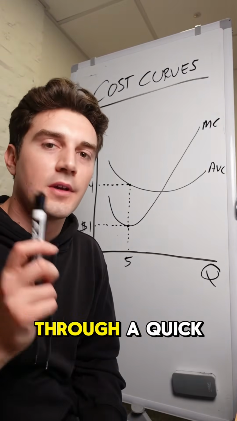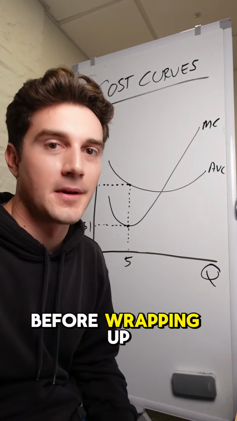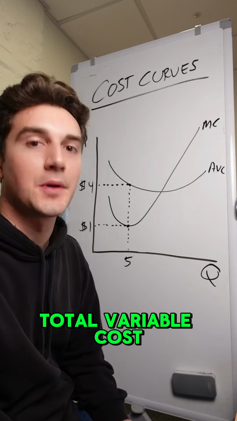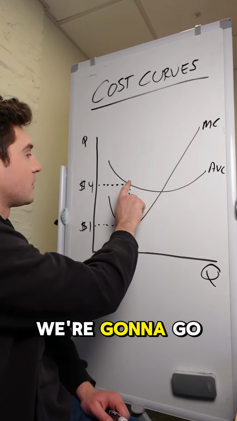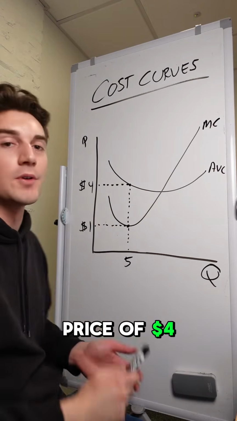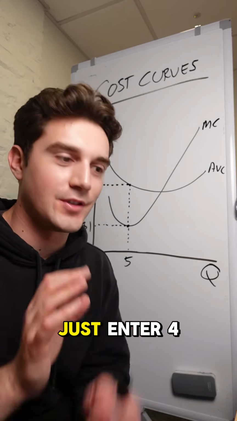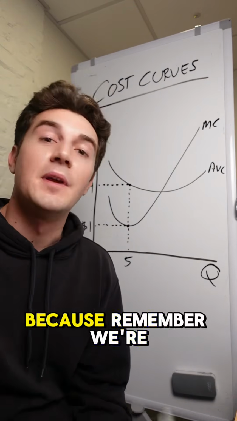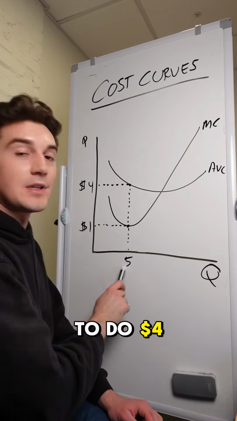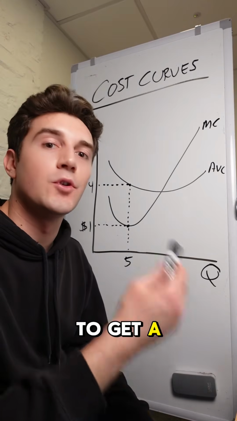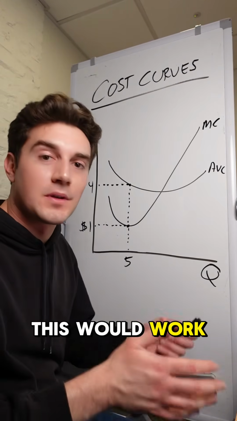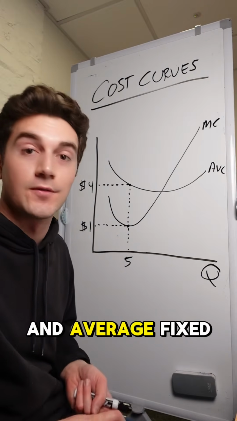Okay, I want to go through a quick scenario with you before wrapping up here. I want us to consider at 5 units what the total variable cost is. Well, at 5 units, we're going to go up and hit our AVC curve right here, corresponding to a price of $4. Please do not just enter 4 as your answer here, because remember, we're considering total cost. So we gotta do $4 times 5 units to get a total variable cost of 20 at 5 units of production. This would work the same for the average total cost and average fixed cost curves.